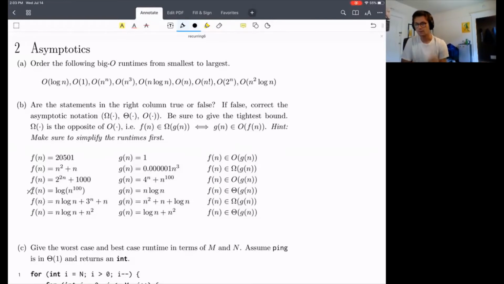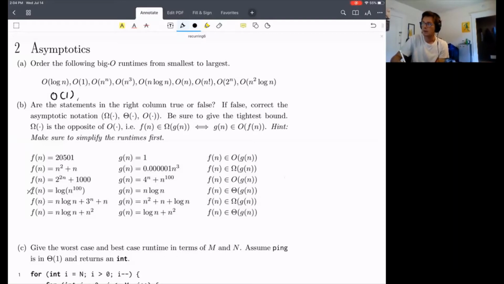Okay, before we get there though, we're basically introducing you to the different runtimes in problem 2a. We're just telling you to put these in order. I'm not going to spend a lot of time on this. I'm just going to tell you the order. This is an order that you will end up memorizing pretty easily. It's something that comes up a lot, but basically here's the order.